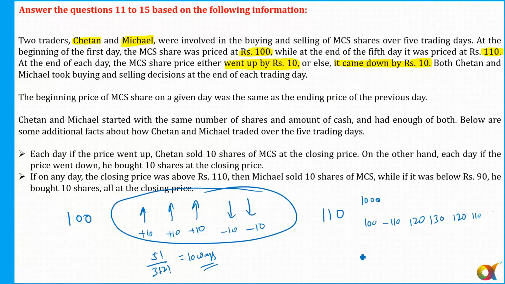5 changes like this. Or there can be a case like this: from 100, there is first a decrease, then an increase. So 100 to 90, 90 to 80, 80 to 90, 90 to 100, and then again 110, and like this. So how many different cases are possible? A total of 10 different cases are possible. Is that part clear to all of you? Please respond.